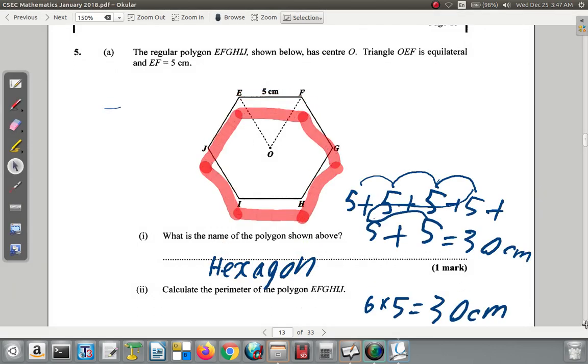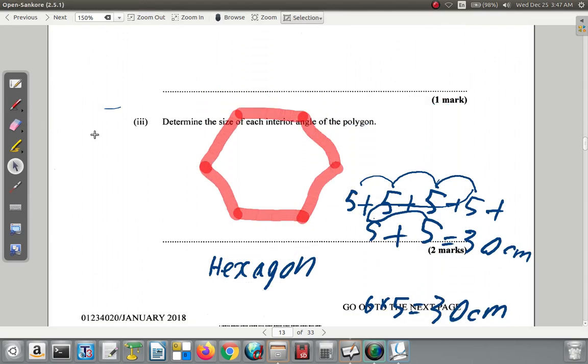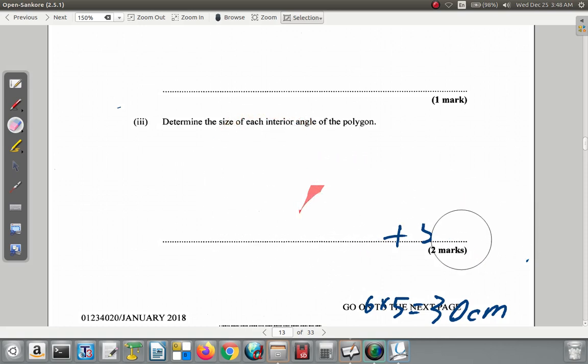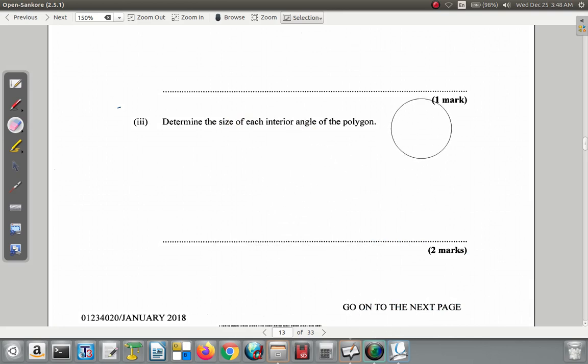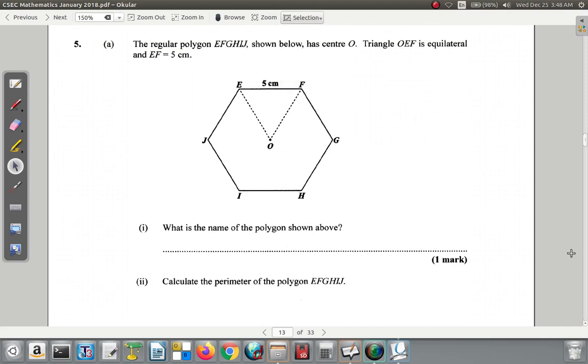Let's continue, see what happens further. Let's just get rid of these to make space. You know it's 30 centimeters long. Try to remember that in case you have to use it later on. Determine the size of each interior angle of the polygon. Alright, we want the size of each interior angle. So what is that going to be?